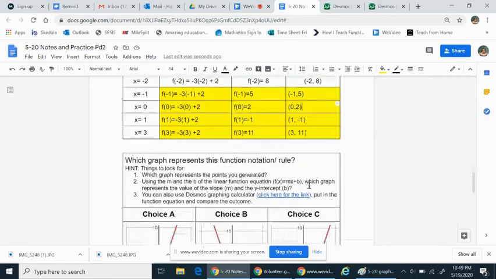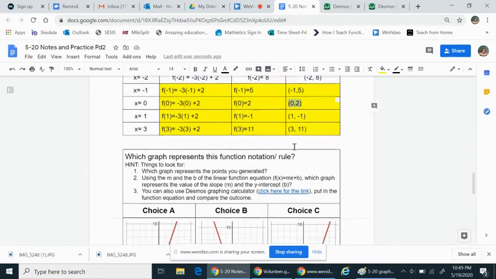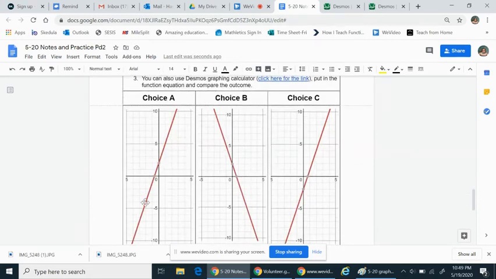I'm going to show you 3 different ways we can think about it. So the first way is to just look at all the points. I'm going to hone in on the 0, 2. So looking at my options, I have a 0, 2, a 0, 2, and a 0, -2. So I now know this is not it. Choice C is not an option. So I'm going to erase choice C.